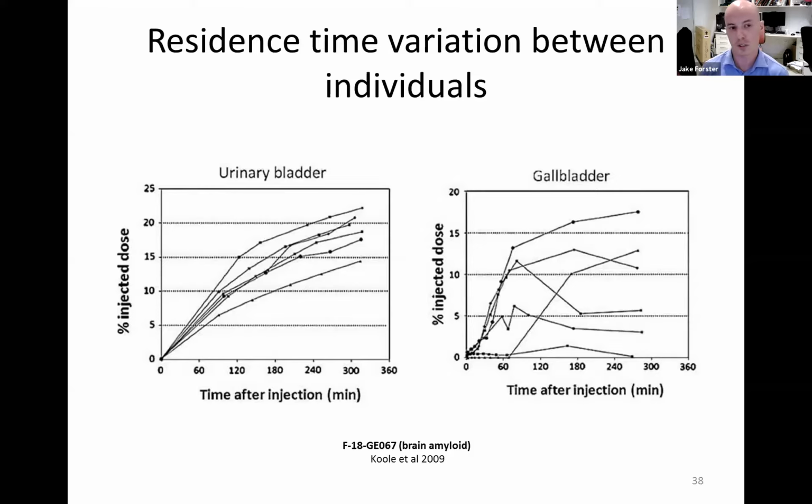I've got a couple of plots here that are showing time activity curves for 2 different organs, urinary bladder and gallbladder. This comes from a paper from 2009, but you can just see, especially for gallbladder, how much variation there is between different patients in the time activity curve and ultimately the residence time in that organ. This is the major source of error for us.